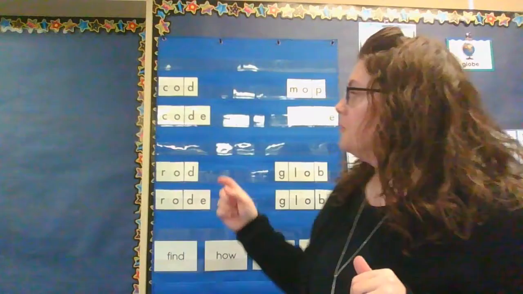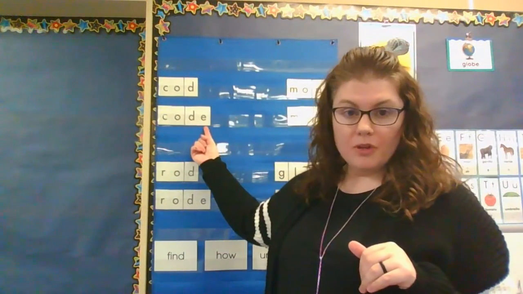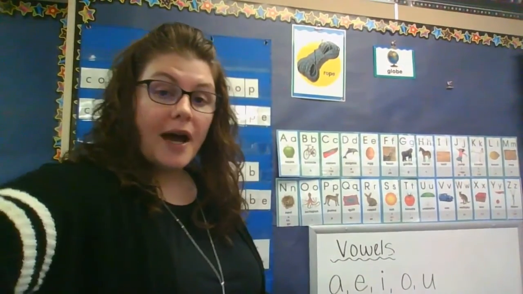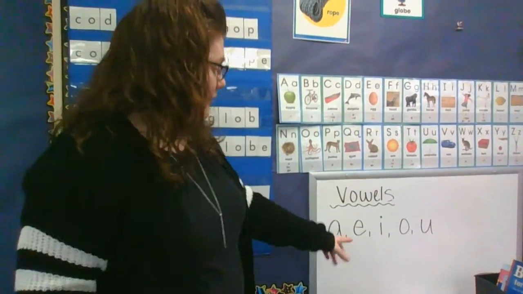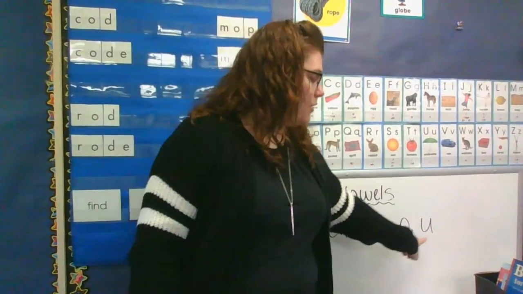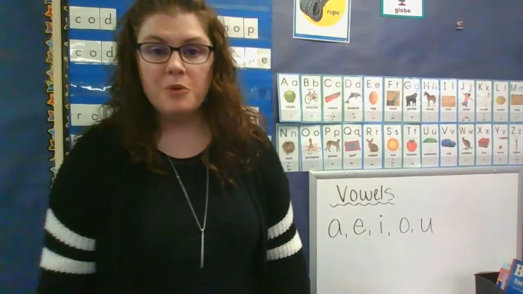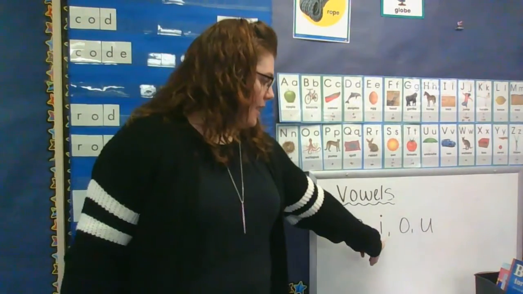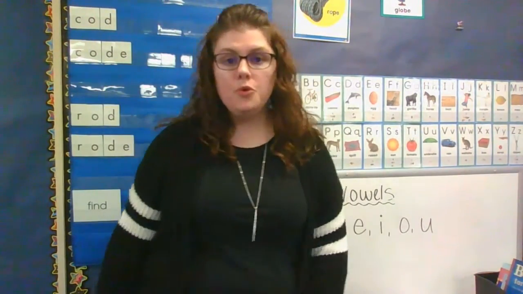All right, we are still working on those long O sounds where the O makes the O sound. Remember, words with an E at the end make that vowel the long vowel sound. I just love to keep practicing because I feel like the more we practice, the easier it will be for you to remember. But remember, vowels, say them with me, are A, E, I, O, U. Say it with me one more time. Vowels are A, E, I, O, U.